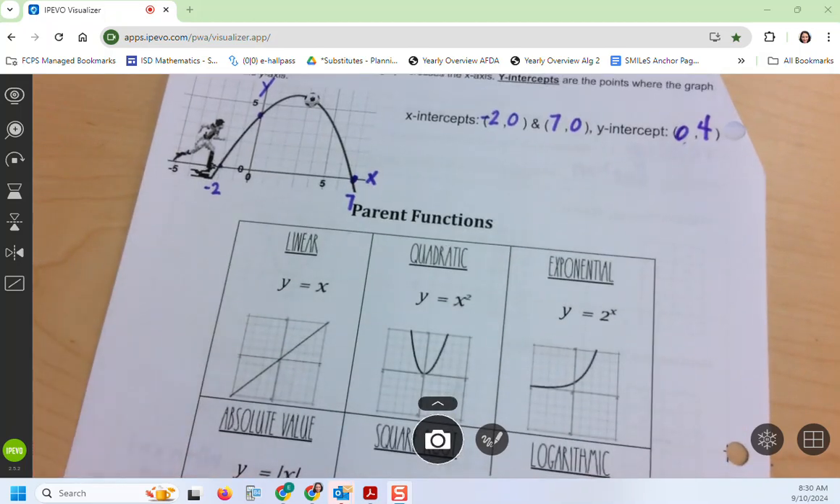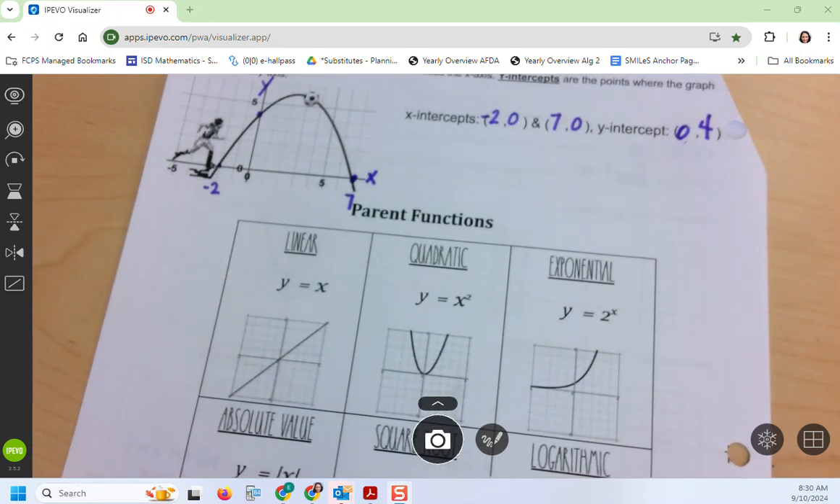Okay. Take a moment to look at these parent functions that are on this page. And leave that there so people can see that still. Take a look at them, and I want you to put a little check next to the ones that you've worked with before.